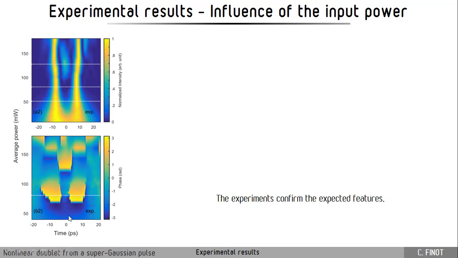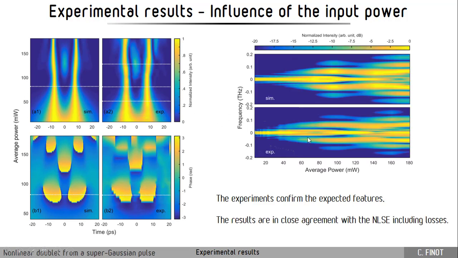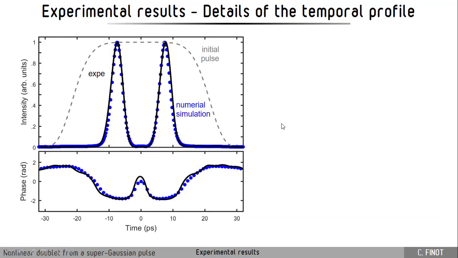Here are the experimental results, and we see that the trends we observe are very well confirmed by the numerical simulation that also takes into account the losses of the fiber. We have, for a given power, the generation of the expected pulse doublet. The agreement is also excellent when we look at the spectrum. Now, if we look in more detail at the temporal profiles of the generated pulses, once again we see an excellent agreement with numerical simulation.